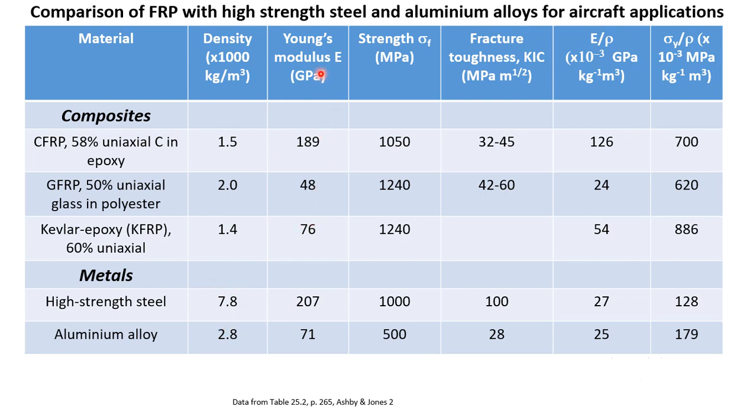Now we will compare the modulus, Young's modulus in gigapascal. So CFRP gives a very high value of Young's modulus, 189. So this is the stiffest material among these three composites. And we can compare 189 with high strength steels, almost close to high strength steel. Steel is considered a very stiff material. So CFRP can provide stiffness very close to high strength steel.